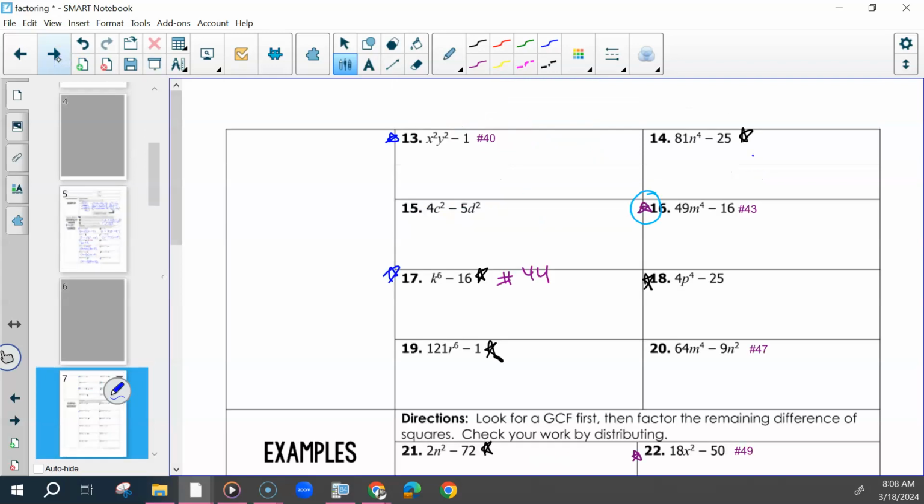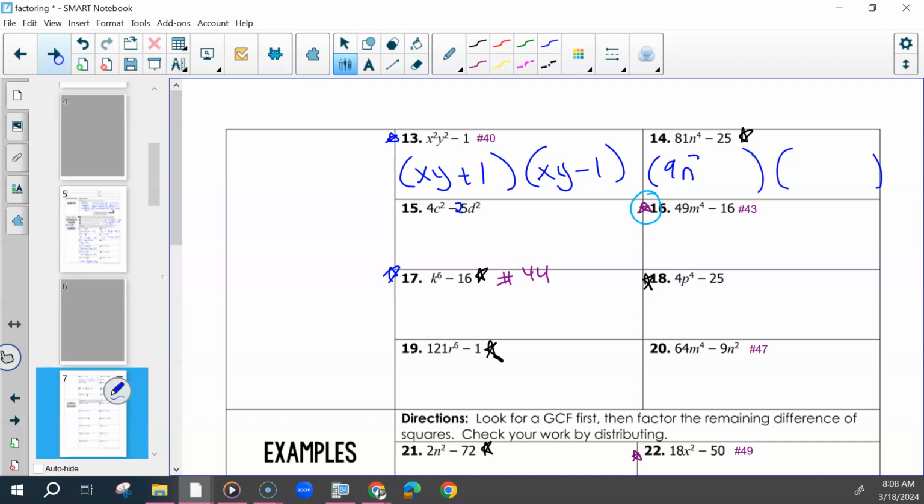Alright, now we have some exponents that aren't 2, and we have more variables. So how would we do 13? XY plus 1 and XY minus 1, good. What about 15? Ignore that. If we go on to 14, when you see an exponent that's not 2 and it's even, just divide it by 2.